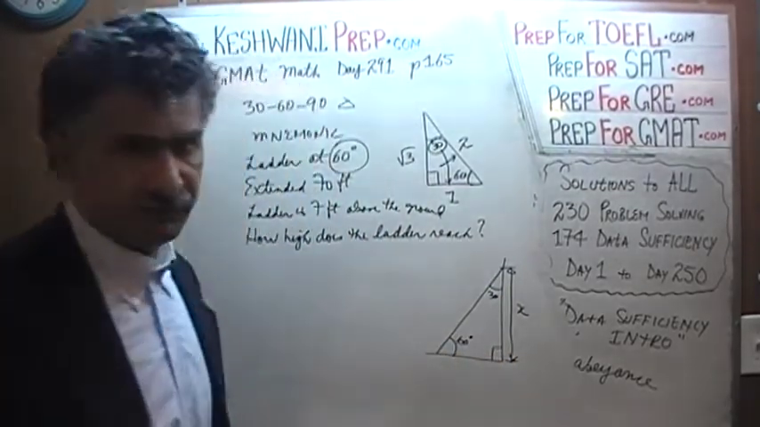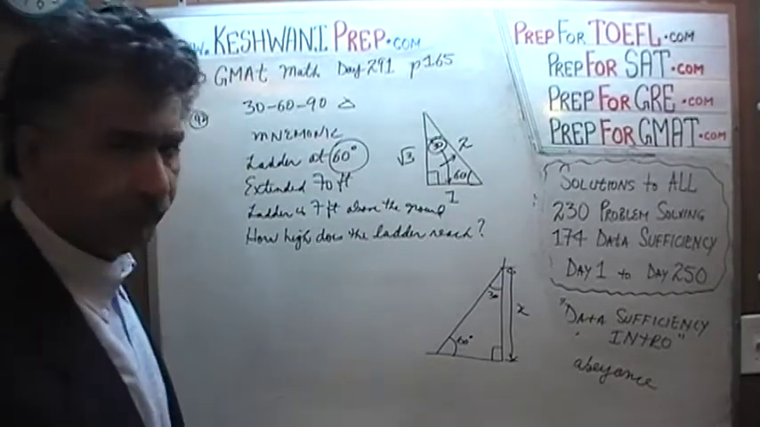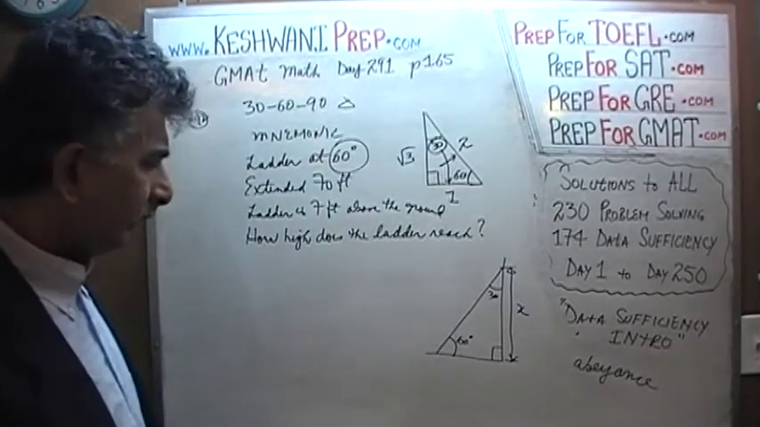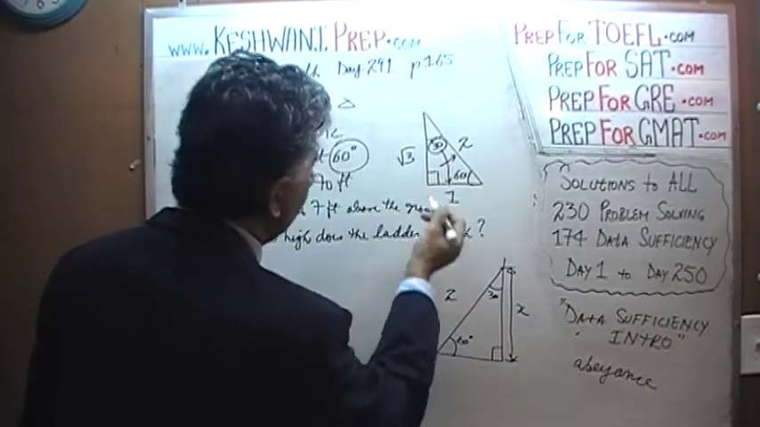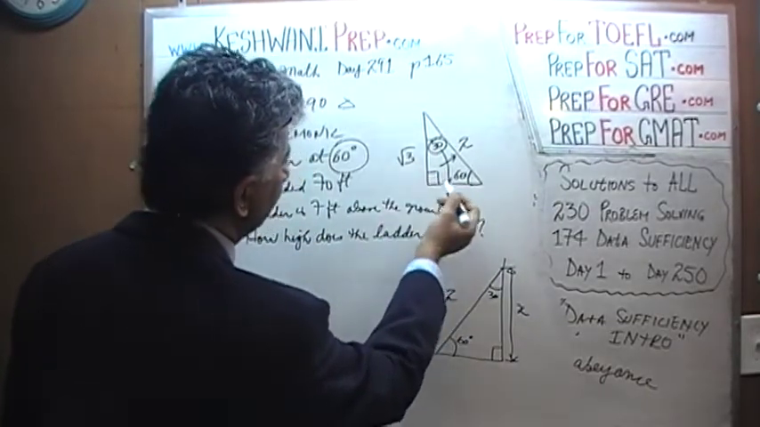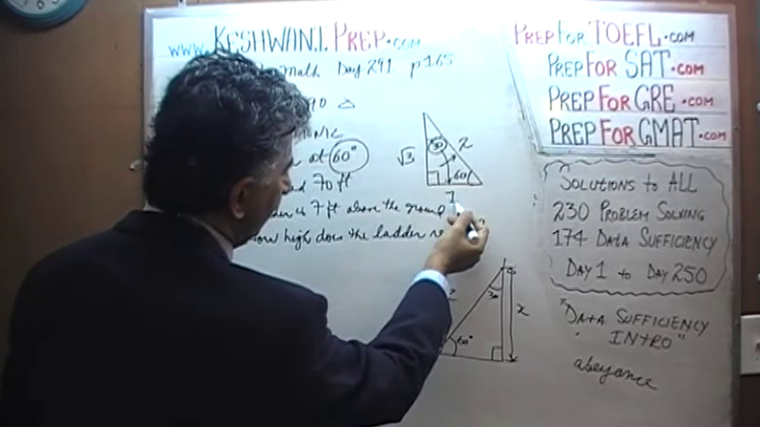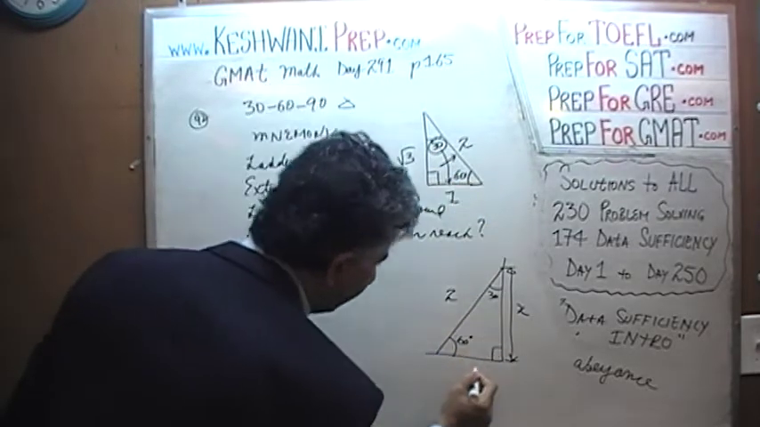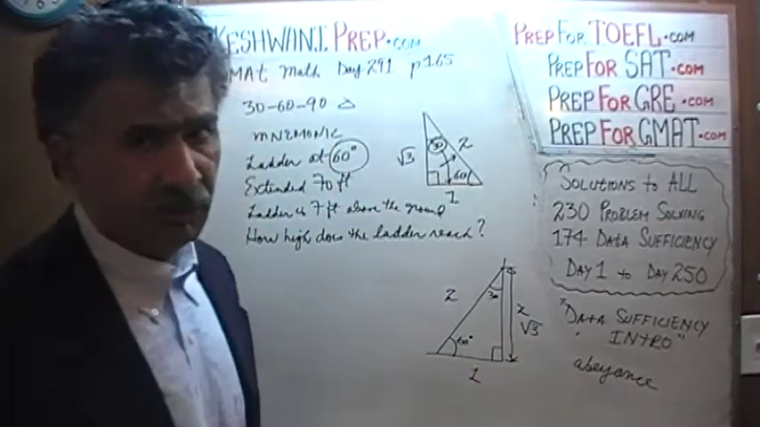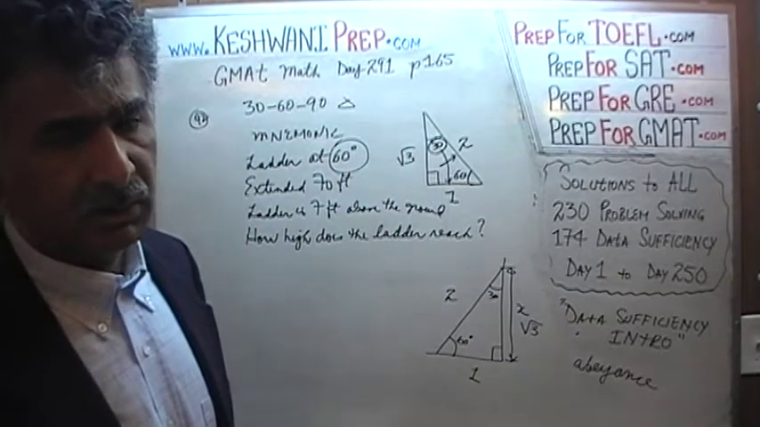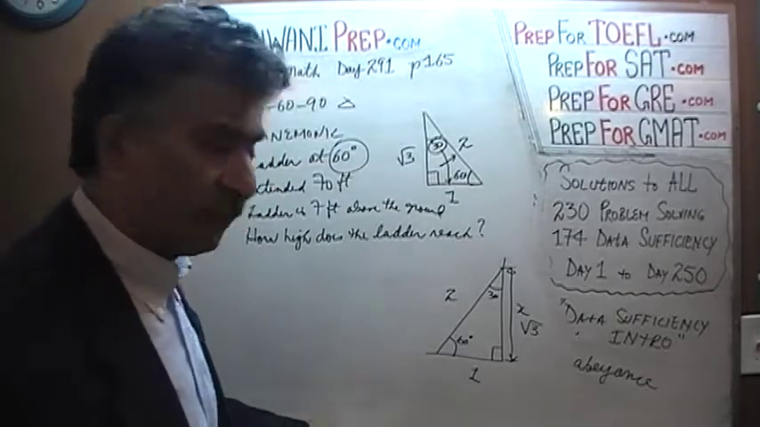This is 30 degrees, and this of course is 90 degrees because it's the ground and the wall. That's it, we're done. 2 goes on the hypotenuse, and root 3 faces 60, the smallest side is going to face 30. 30 is right here, this is this 1, and this is our root 3. This is the proportion in which the sides are going to be.